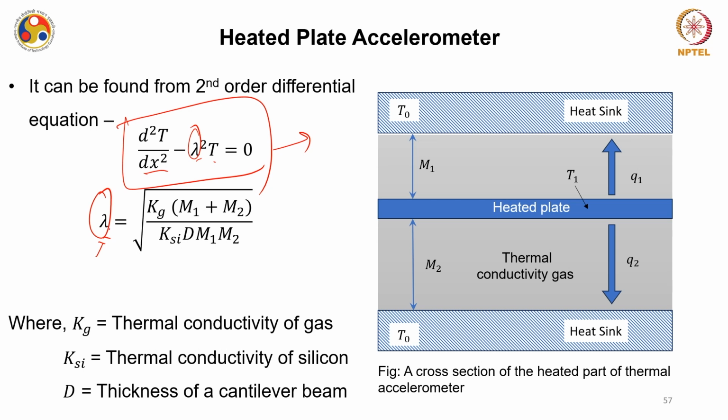Lambda is equal to the square root of kg (m1 plus m2) by ksi d into m1 into m2, where d is the thickness of the cantilever beam, ksi is the thermal conductivity of silicon, kg is the thermal conductivity of gas, and m1 and m2 we have already seen are the distances between the plate and the heat sinks. The heat sinks are at a temperature T naught.